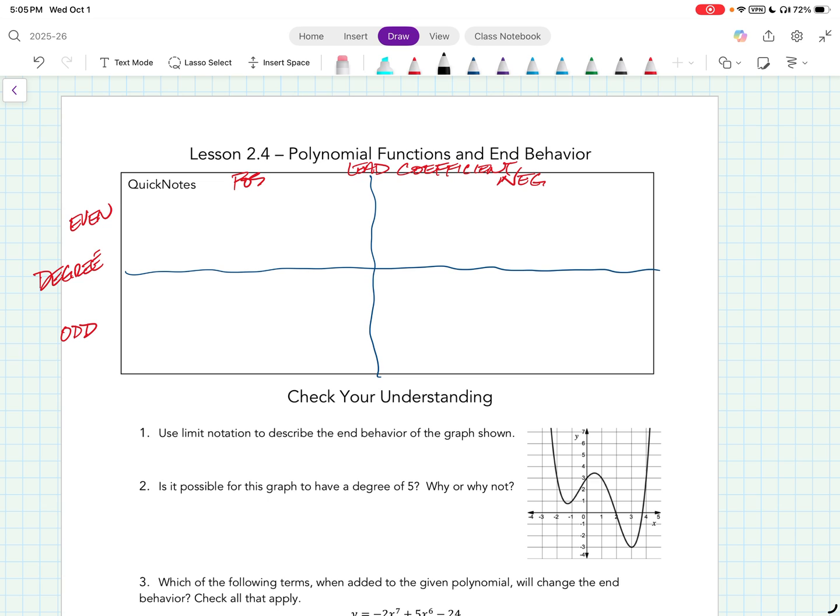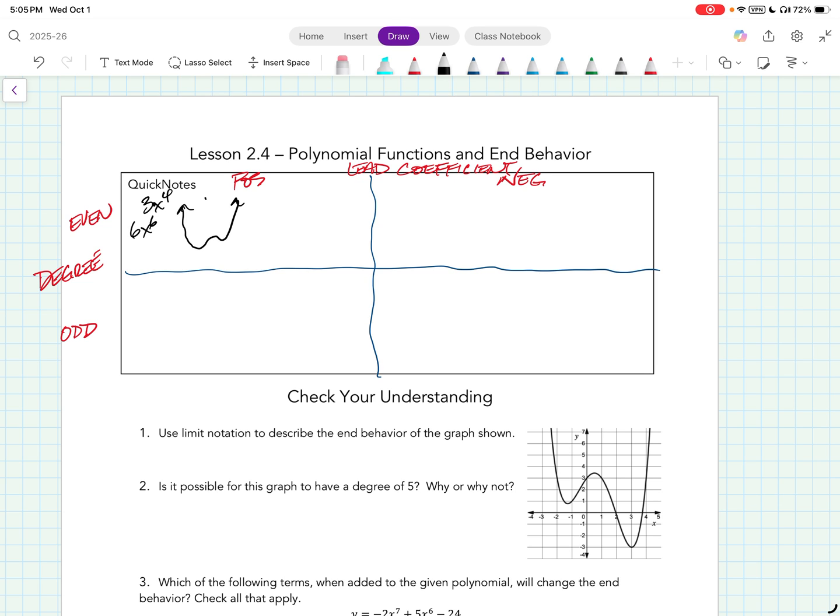All right. So if we have a positive lead coefficient with an even degree, okay, so something like 3x to the fourth, let's say, or maybe 6x to the sixth, something like that, what that looks like is this right here, and then we'll write your limits. So it might have more than one relative min and max.